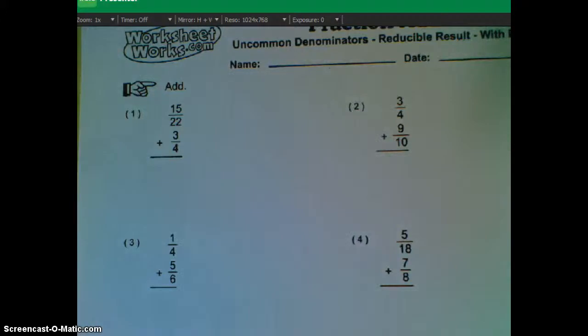Okay, fifth graders, this is very similar to what we were working on in class today. Make sure you have a calculator with you because you're probably going to want it. It's going to help you out a little bit. First thing we need to do is find common denominators.